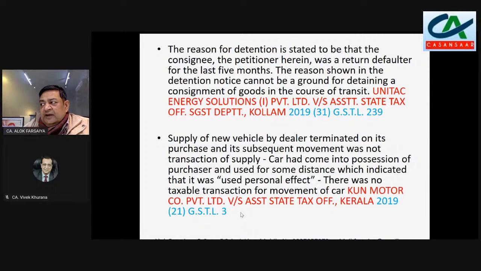Some very peculiar cases came up where the goods are detained, and the show cause notice says something which is contrary to the facts, and the allegations are not proven from the documents.